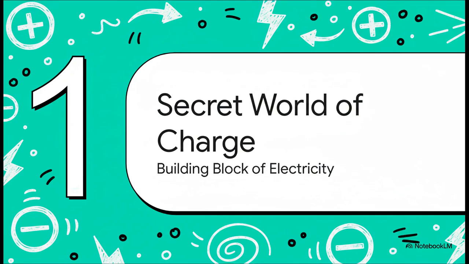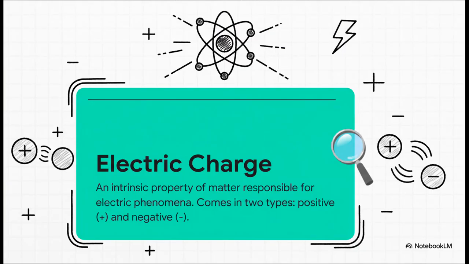Okay, so to understand any of these forces, we've got to start at the very beginning. We need to look at the fundamental building block of literally everything electric, and that is electric charge. So, what exactly is charge? Well, the easiest way to think about it is as a basic, fundamental property of matter, kind of like mass. You've got protons, which carry a positive charge, and you've got electrons, which carry a negative charge. Simple as that. Everything, and I mean everything we're about to discuss, starts with these two key players.